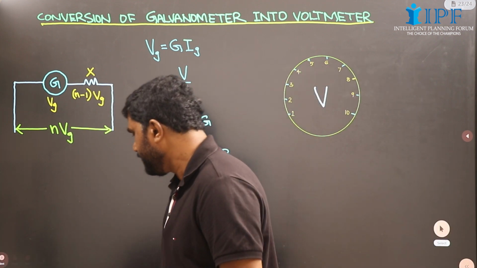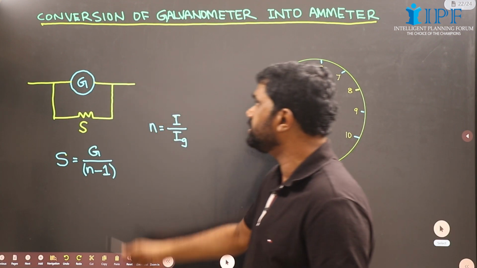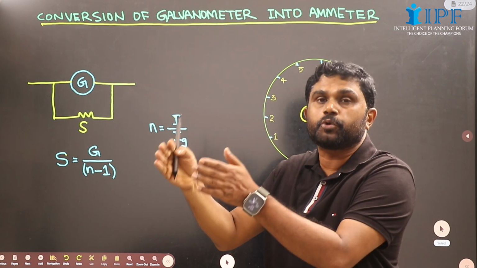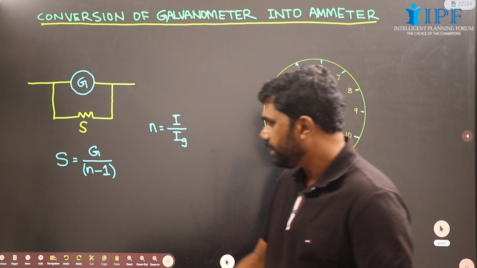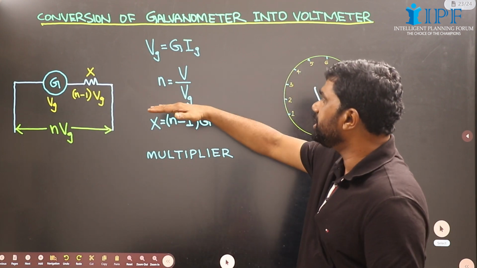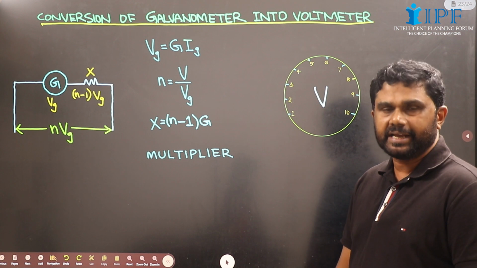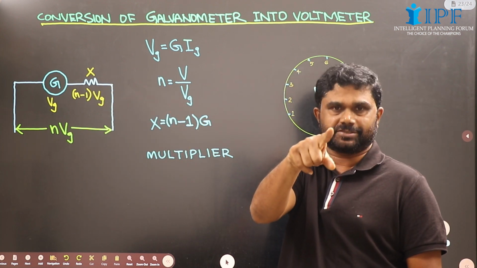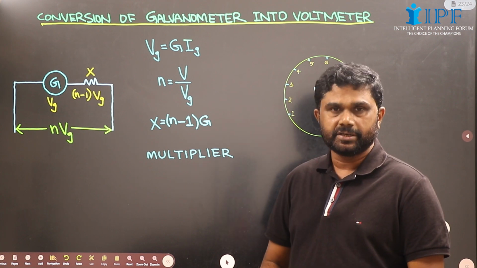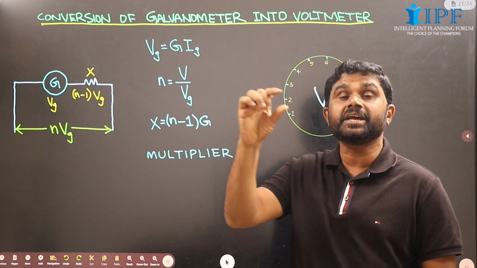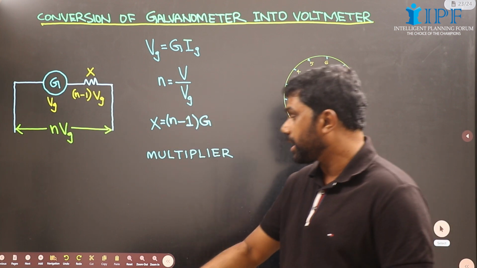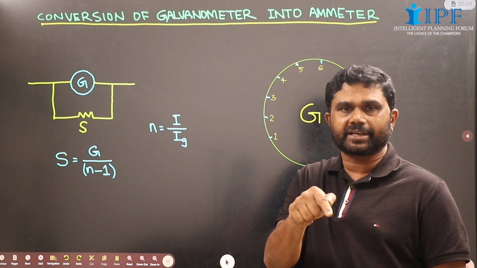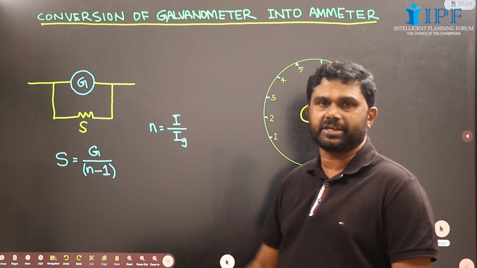In case of the ammeter, its current range is to be improved by a factor N. In the voltmeter case also, voltage range is to be improved by a factor N. Then a high resistance is to be connected in series to convert it into a voltmeter. That high resistance is N minus 1 into G. To convert it into an ammeter, a small resistance is to be connected in parallel. It is G by N minus 1.